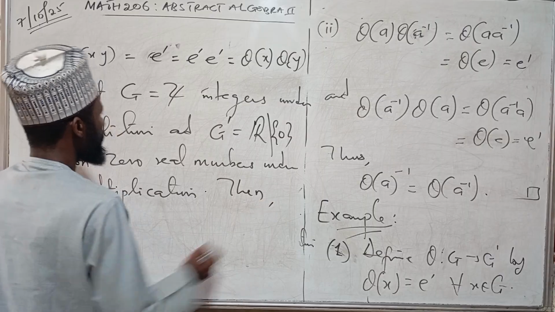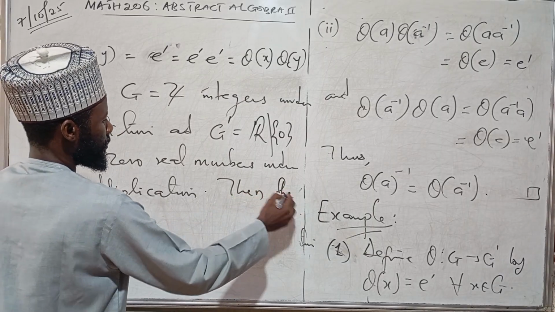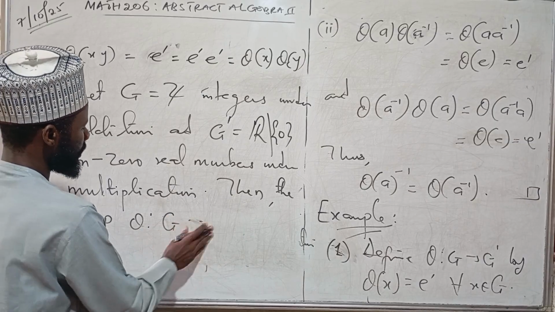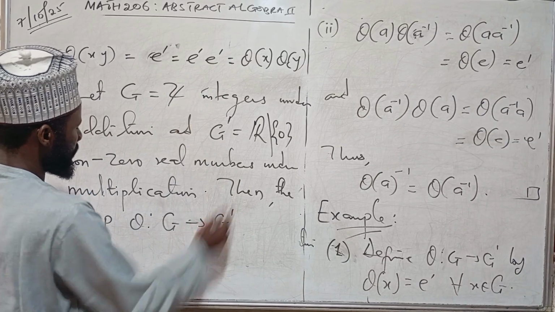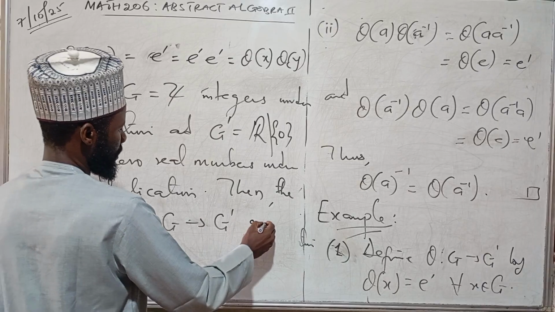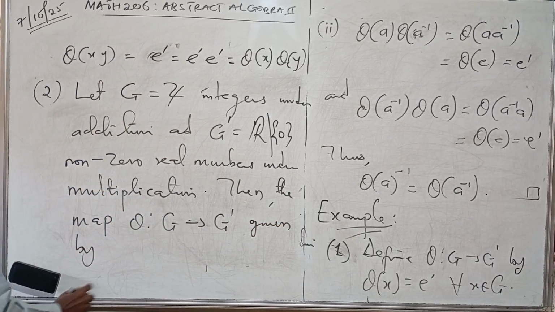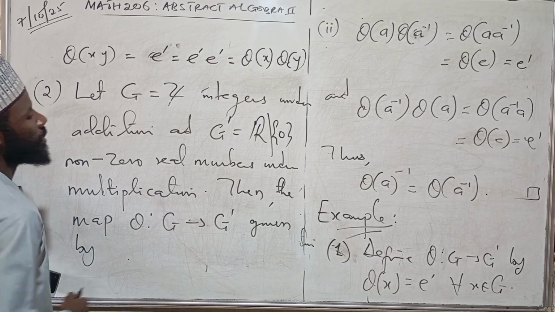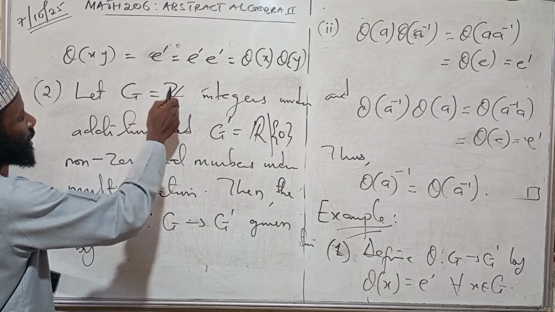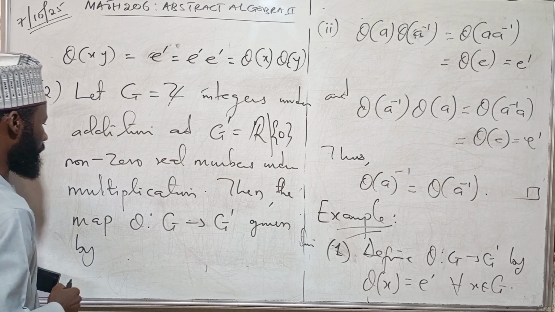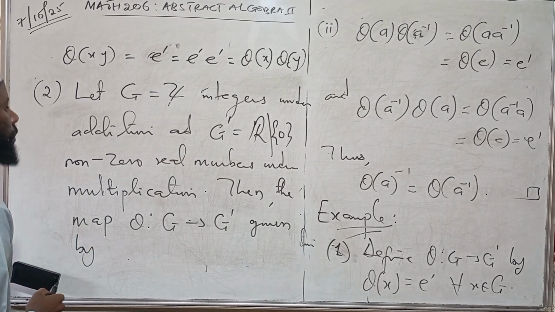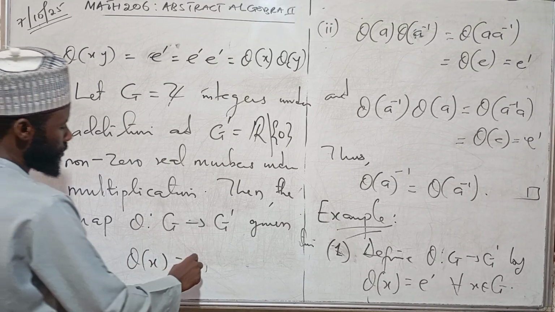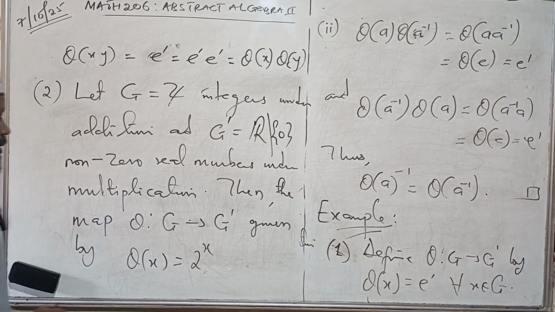Then the map theta from G to G prime. Well, my G is that one and G prime is this one, given by... in fact, you can take anything here, but no problem. We can take integral powers. So given by theta of x is equal to 2 to the x, like this.